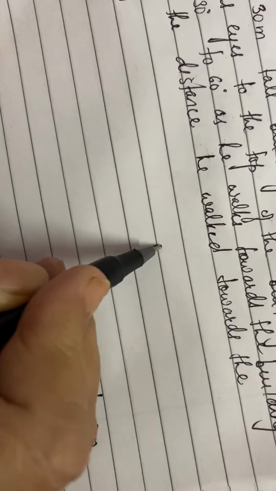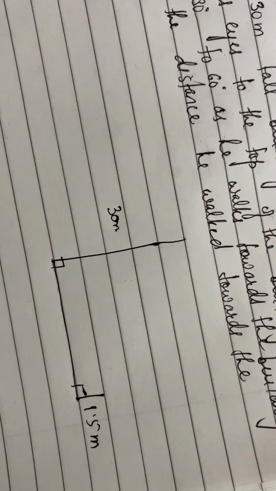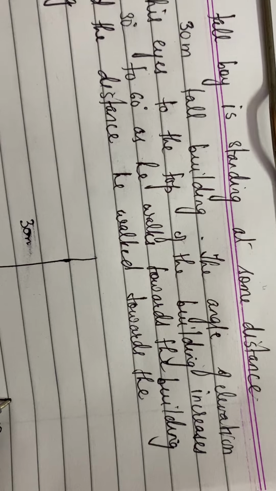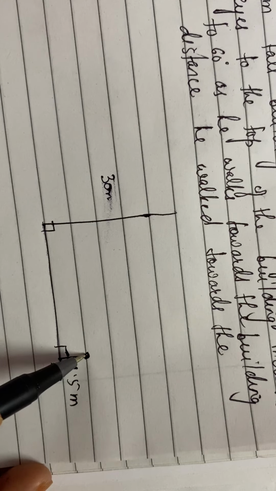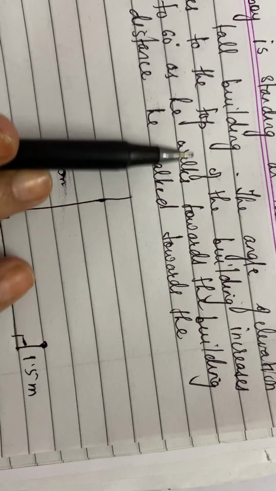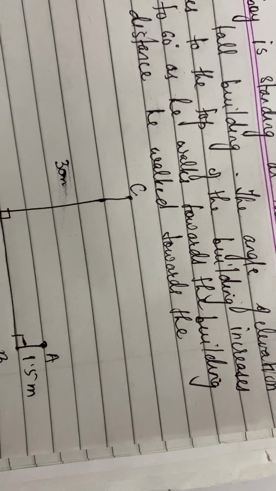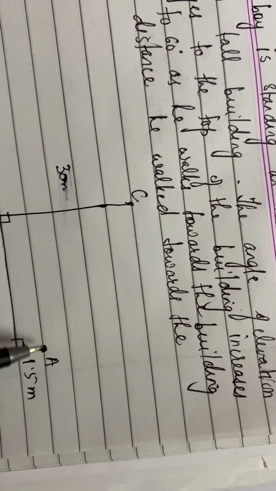Okay, so here we have a 30-meter tall building. The angle of elevation from his eyes to the top of the building. So here is the top of the boy, head of the boy. Naturally the eyes will be here. From here, he is watching the top of the building. Suppose AB we consider the boy and CD as the building. So CD is the building, and A is the point from which the boy is looking at the top of this building.